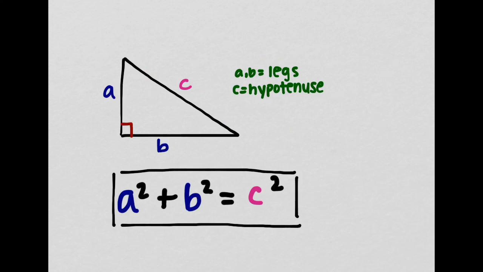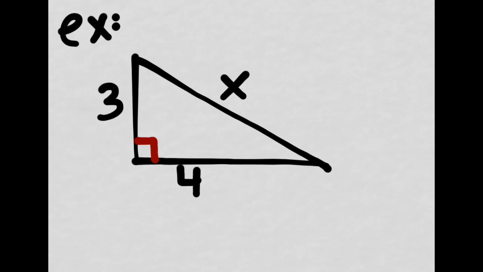Well, the Pythagorean Theorem only applies to right triangles, such as this one. It basically states that a squared plus b squared is equal to c squared, where a and b are the legs of the right triangle and c is the hypotenuse. Okay, well, let's do two examples to make sure we understand this.